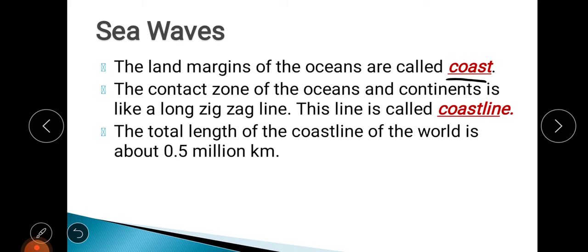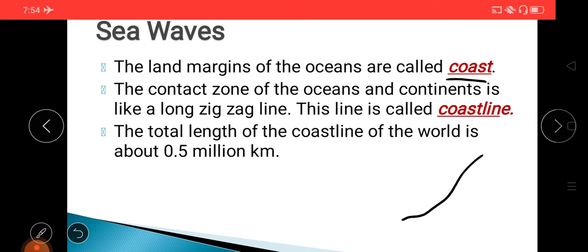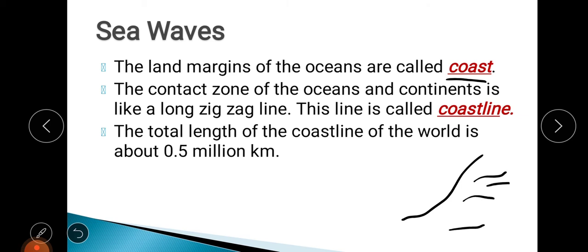Then coastlines. Now what are coastlines? The contact zone of the oceans and continents is like a long zigzag line. This line is called the coastline. Suppose this is the land and this is the ocean or sea. These lines which are meeting with the sea, these areas which are in contact with the ocean or sea, are called coastlines. So the total length of the coastline of the world is how much?